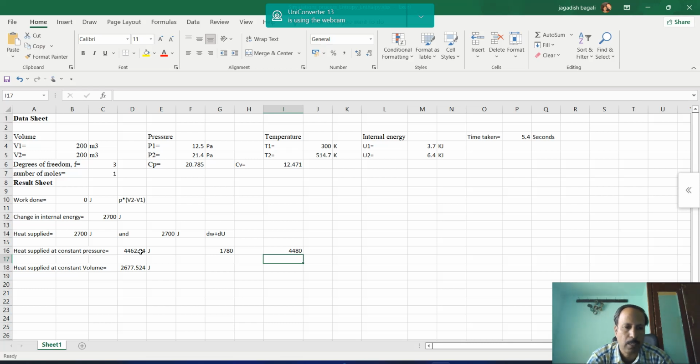Hence, the change in enthalpy during a constant volume process is 4462.54 joules. And in this process, heat supplied will be equal to the change in internal energy, and work done will be 0. In this way, during the isochoric process, we can find out the change in enthalpy. Thank you very much.